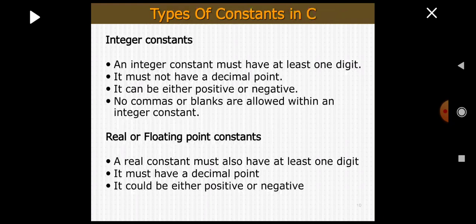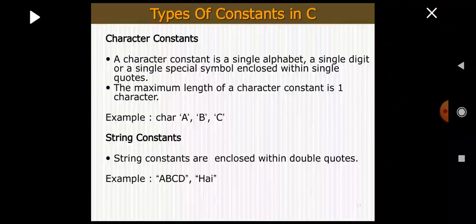We'll see what an integer constant is. An integer constant must have at least one digit. It must not have a decimal point. It can be either positive or negative. No commas or blank spaces are allowed within an integer constant. Next, real or floating point constants. It is similar to an integer constant, where it can have at least one digit, but it must have a decimal point. It could be either positive or negative.